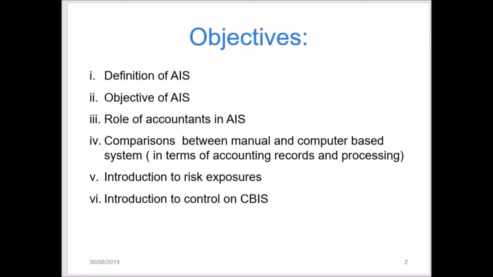Alright, so the objectives of today's class is to define what is AIS, to know what is the objective of AIS, to know the role of accountant in AIS, to compare between manual and computer-based system, to introduce a little bit on risk exposure, and this is not in the syllabus, by the way, but it is important for you guys, and introduction to control on CBIS or computer-based information system.